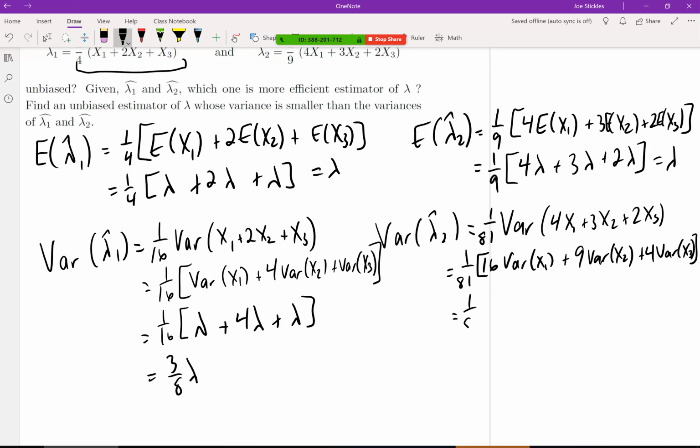Then we know that each of them has a Poisson distribution again. So I get a lambda for the first one, and a lambda for the second one, and a lambda for the third one. And what do we get? 29 over 81 in that case?